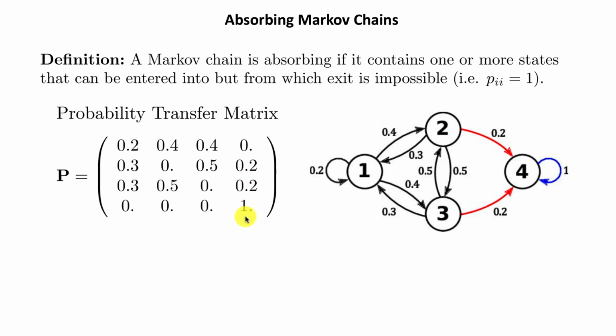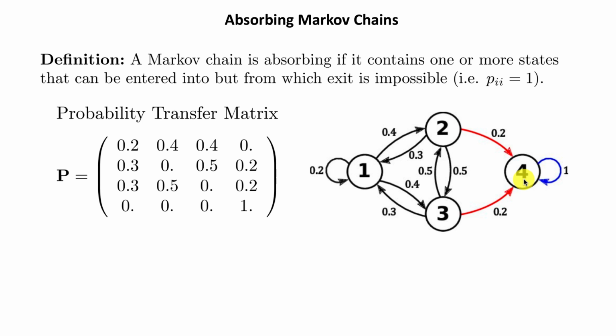Let's look at this pictorially. So if you start from 1, you can go back to 1 with 20% probability, or you can go from 1 to 2 with 40% probability. You can go from 1 to 3 also with 40% probability. And then there are transitions into 1 which are possible from 2 or from 3. 1 cannot go into 4 directly, but it can go into 4 by way of 2 or by way of 3.